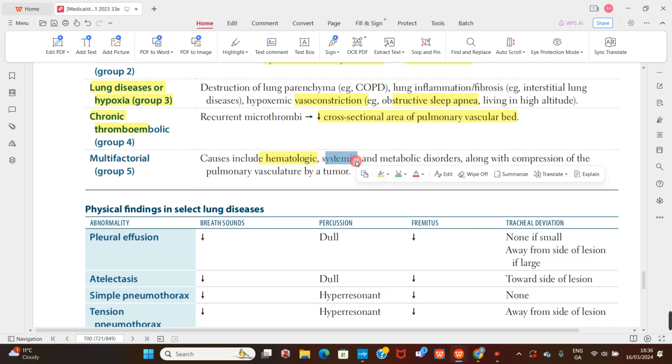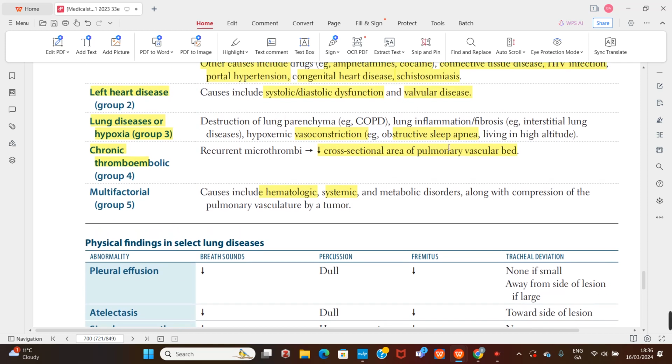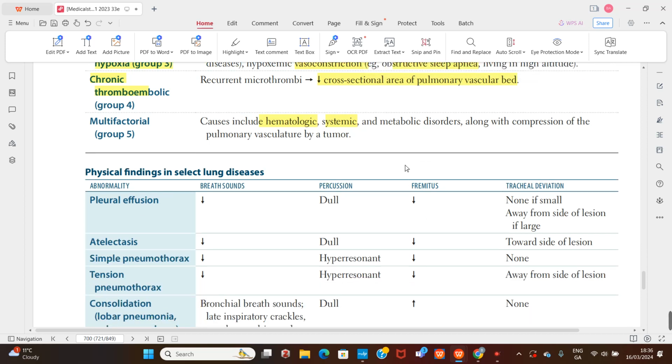Systemic conditions like somebody having sarcoidosis. Sarcoidosis can fall under group 3, because sarcoidosis can cause interstitial lung disease too, which will lead to lung inflammation and hypoxia at the end of the day.